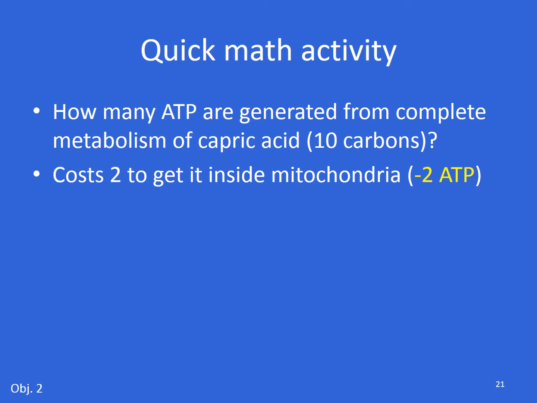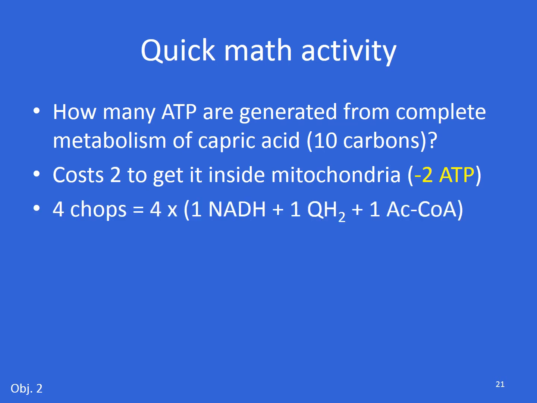So it costs 2 ATP to get your fatty acid inside mitochondria. So let's just start with a -2 right off the bat. Next, capric acid is going to need 4 chops. Remember, the number of chops we need is number of carbons, which is here 10, divided by 2 minus 1, because the last chop you get 1 extra acetyl-CoA for free.